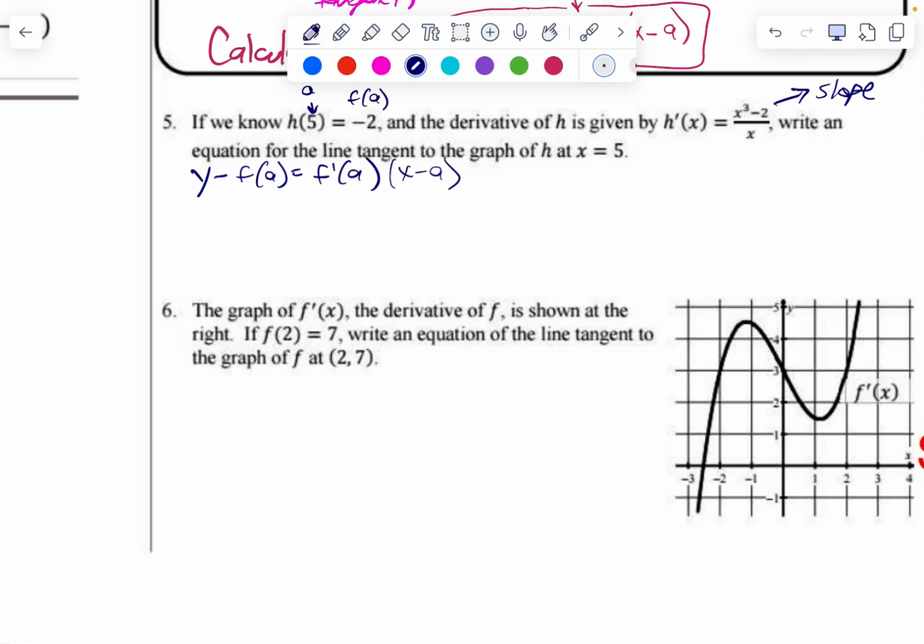times x minus a. So we know that the y is going to stay put. f of a, what is f of a? Negative 2. We need to calculate f prime of a, x, and then what is a? It's 5. We're writing the equation for the tangent line at 5. Okay, let's go find f prime of 5. I'm using the wrong letter. Let's do h prime of 5 for this one.